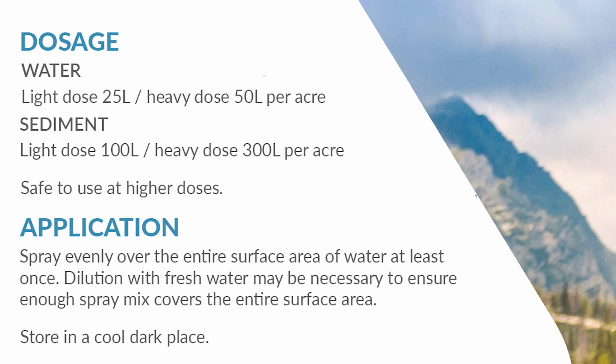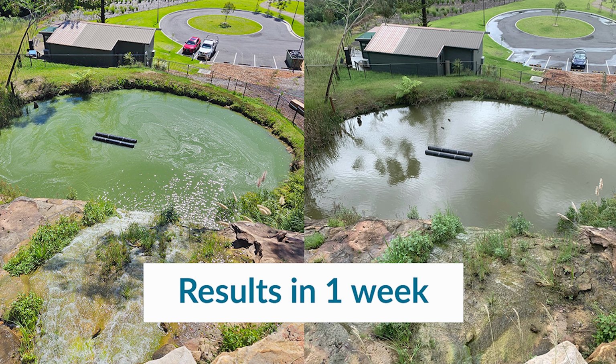So the label dose rates, you can dose in a light dose for the water column, a heavy dose for the water column, light dose for the sediment, heavy dose for the sediment, and it's literally a case of the more product that you put in there, the more phosphorus will bind to it and be locked up and unavailable for the weed and algae. So it's quite an effective type of product.